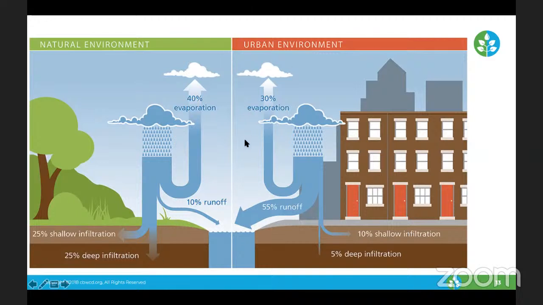Now in our urban environment, we have a decrease of evaporation and a huge increase in runoff. 55% of that water runs off because of our impermeable driveways, streets, roads, asphalt, everything that's basically sealing that soil level, with only 10% going into shallow infiltration, and only 5% actually getting down into groundwater storage areas.